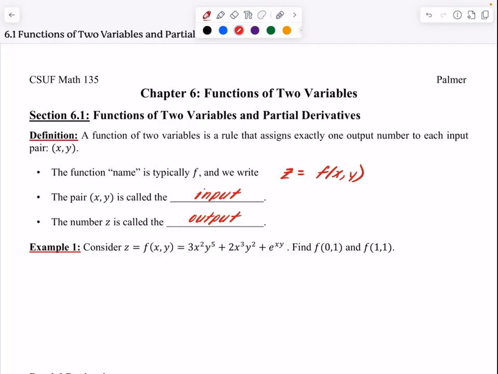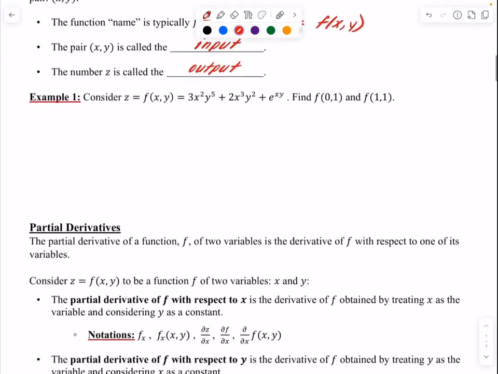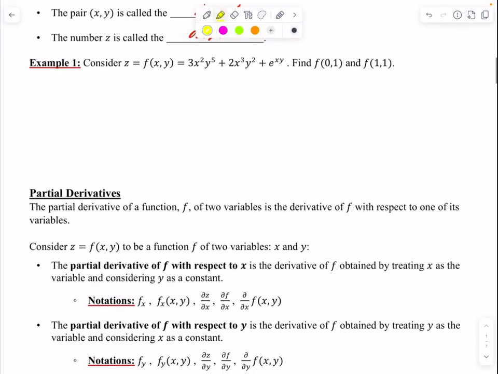For our first example, we want to consider this function in two variables. We were asked to find f of 0, 1 and f of 1, 1. So we are going to be inputting the point 0, 1, where x will be 0 and y will be 1, and then we will do the same thing for our second input pair. So to find f of 0, 1, everywhere I see an x, I'm going to replace it with 0. Everywhere I see a y, I'm going to replace it with 1.